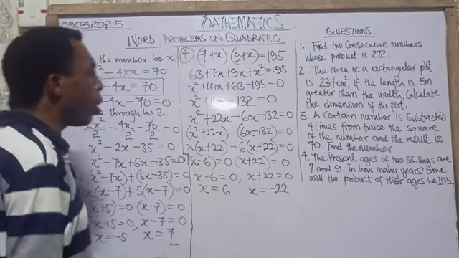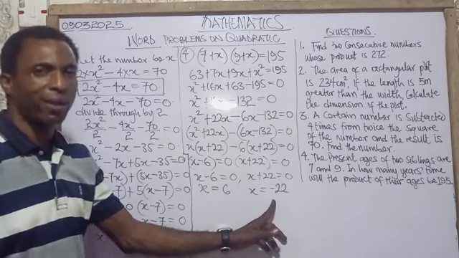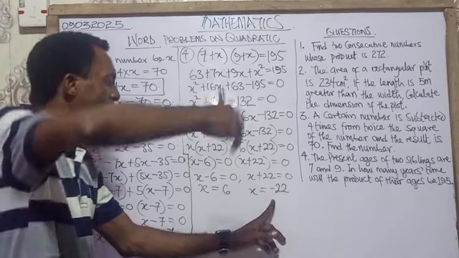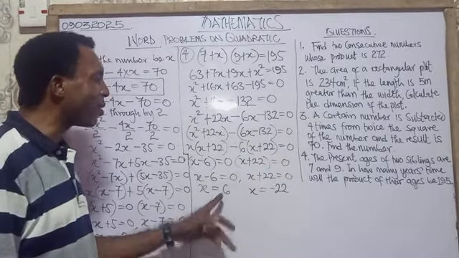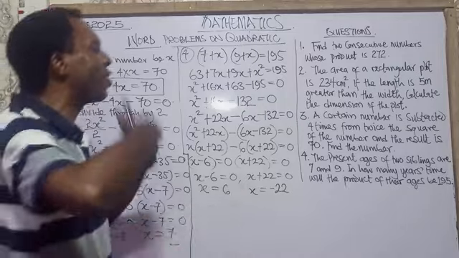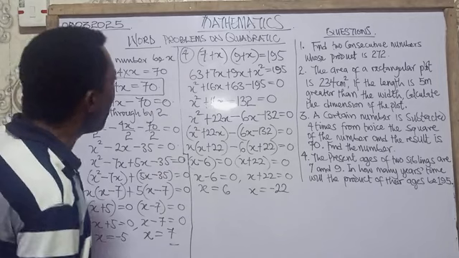So we now want to know, we cannot have a negative number of years. We can't say in minus 22 years' time. No. The answer is in the next 6 years. So that is when their ages will be like that.